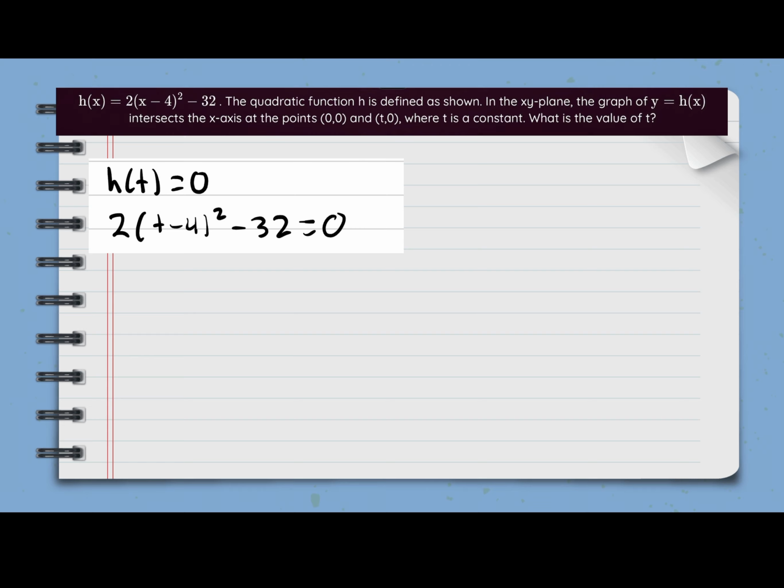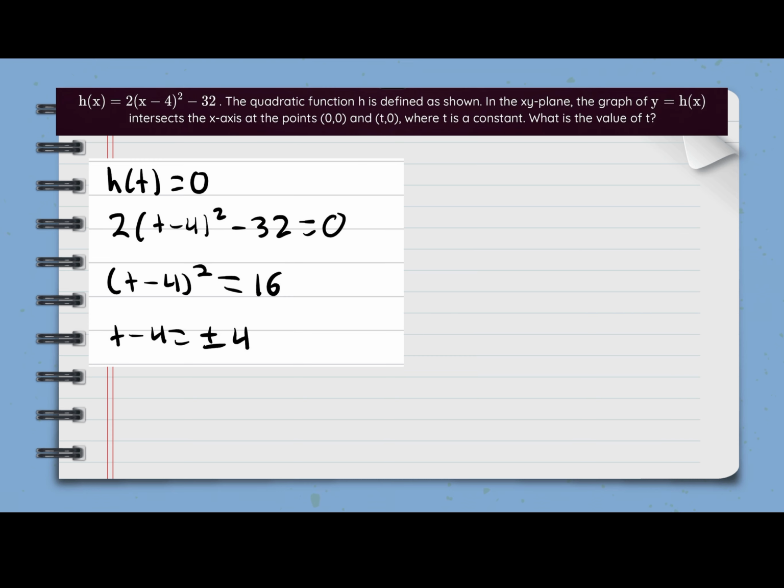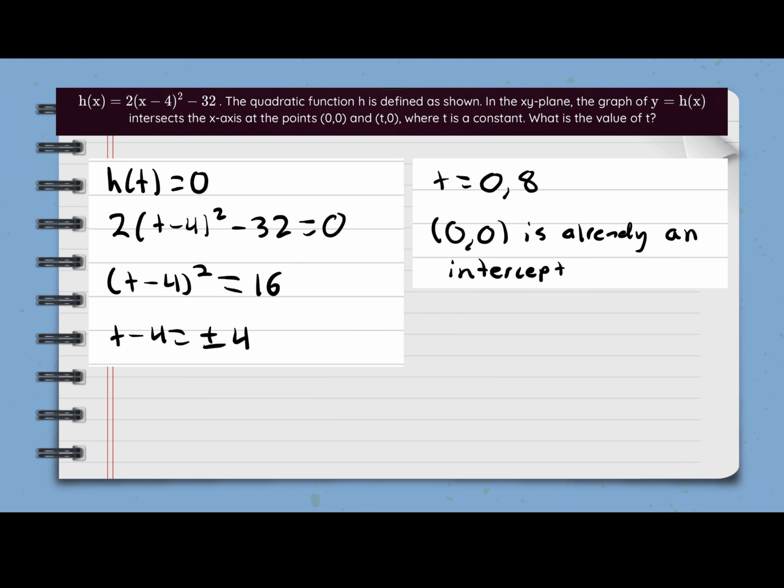And we have h of t again, and in this case it will just equal 0 because h of t equals 0. That way we can solve for t. So we'll just move the 32 on the right side by adding it and then dividing by 2, and then we can square root. Whenever you square root, you need that plus or minus, because 4 times 4 and negative 4 times negative 4 both equal 16. So t will equal 0 or 8, and 0 is already an intercept given, so in this case it will be just 8.